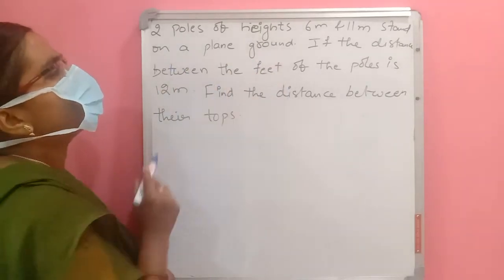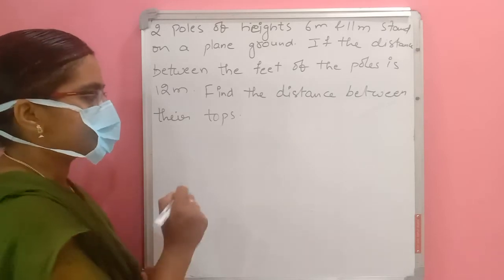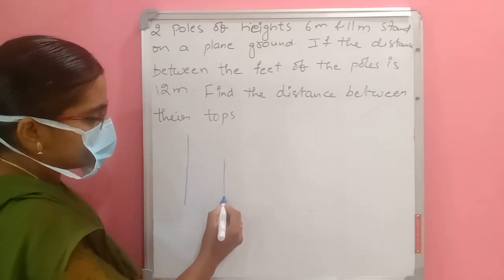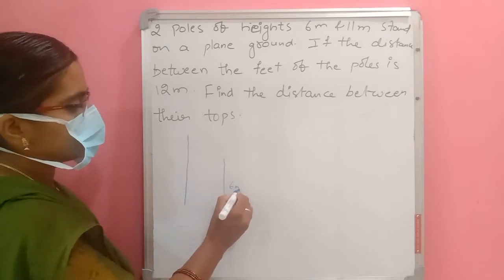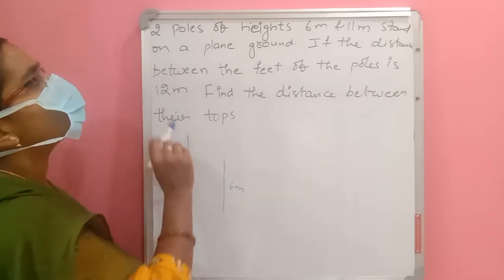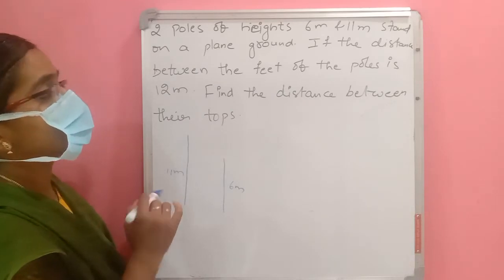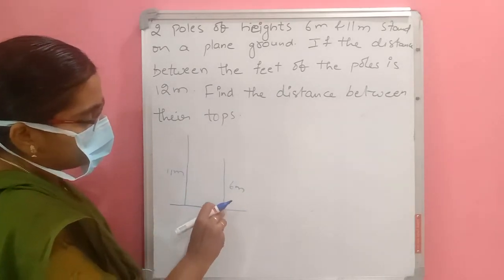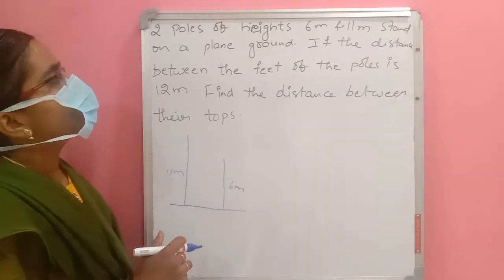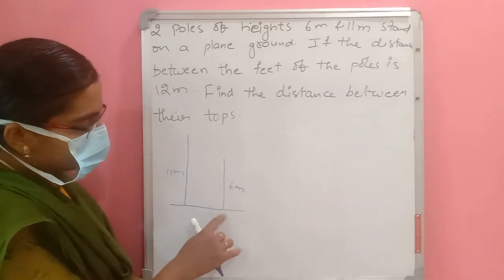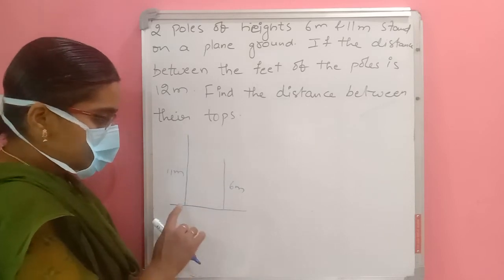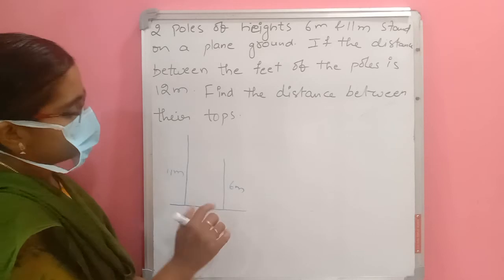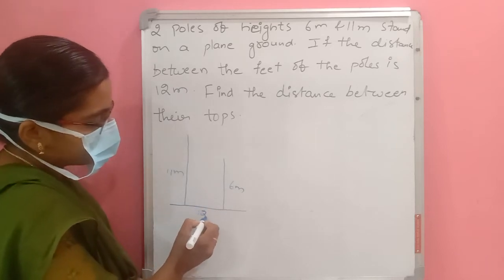Two poles of heights 6 meter and 11 meter. So, this is the 11 meter pole, and take this as the 6 meter pole. Two poles of height 6 meter and 11 meter stand on plain ground. If the distance between the feet of the poles, feet meaning at the bottom, is 12 meter, it means this distance is 12 meter.